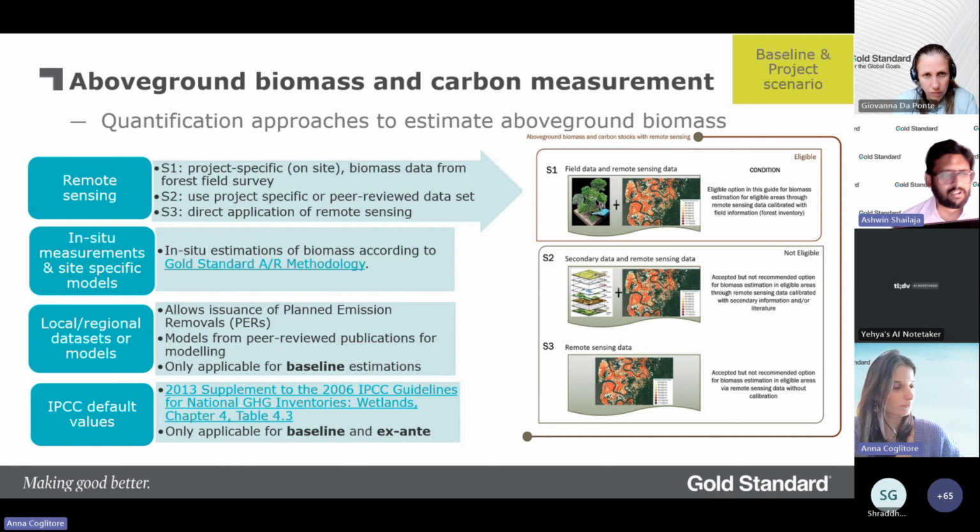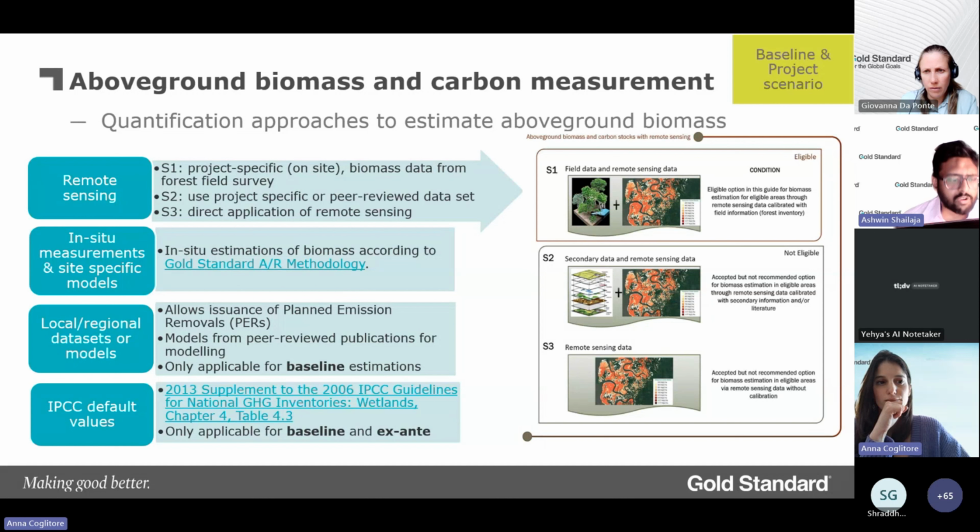In situ measurement is again on-ground measurement, just like any forest project, mangrove project as well. In situ measurement with application of various allometric equations will have to be considered, along with collection of data points from the project area. These are the key two approaches which are allowed for ex post estimations. In ex ante estimates, regional models as well as IPCC default values are also allowed.